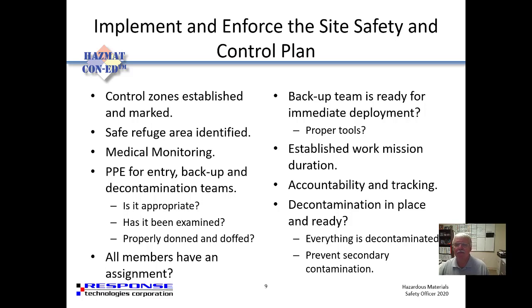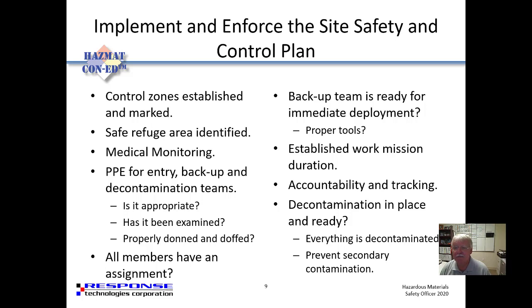And I think we've all pretty much come to the realization that probably the best tool to have to do that is going to be a sked, and then any other tools based upon the observation of the scene. Have we determined what the work mission duration is? Go back to that calculation form.